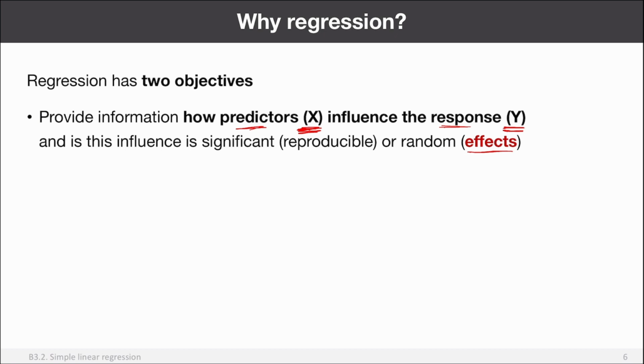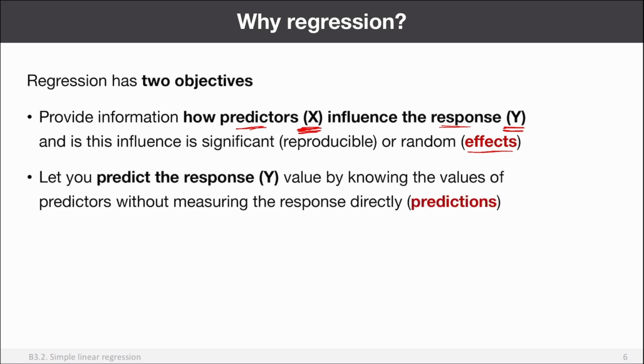So in this case, regression is very similar to one-way ANOVA, or at least simple linear regression is very similar to one-way ANOVA, except that in case of regression, both x and y are numeric, while in one-way ANOVA, x should be either a qualitative or discrete variable, right? And the second is that it indeed lets you predict the response. So instead of measuring y directly, you can predict it by measuring something else. For example, if you don't have a scale, you can measure height of a person and predict his or her weight without actually measuring the weight directly.